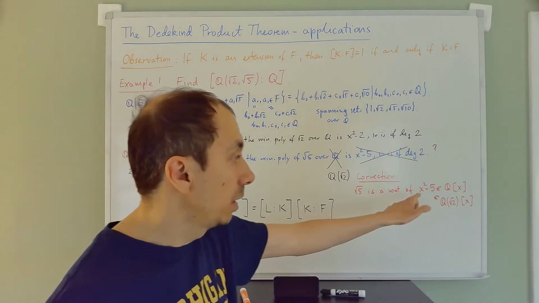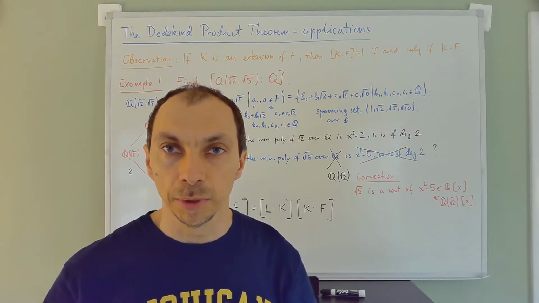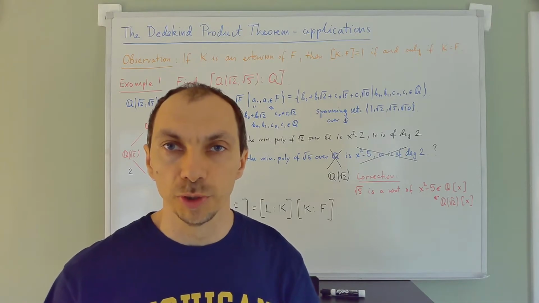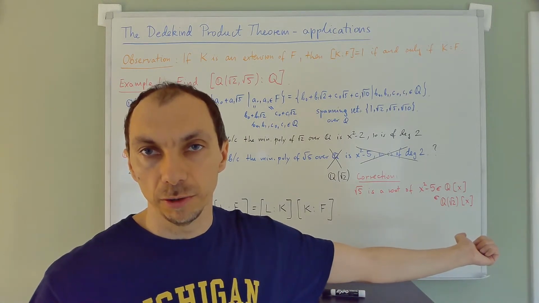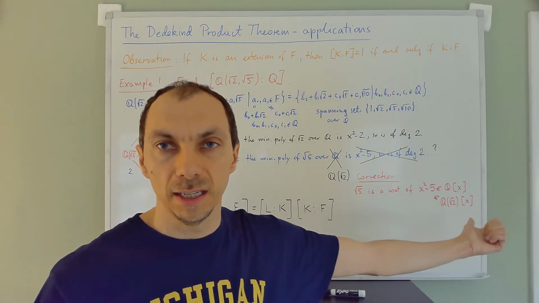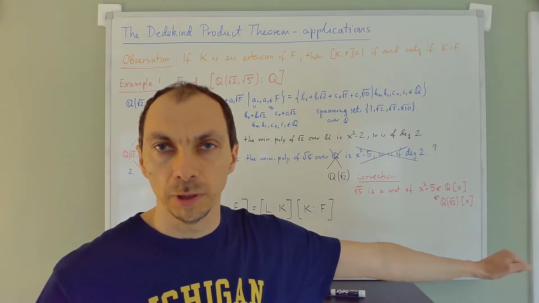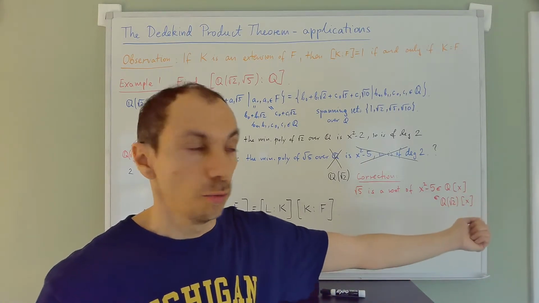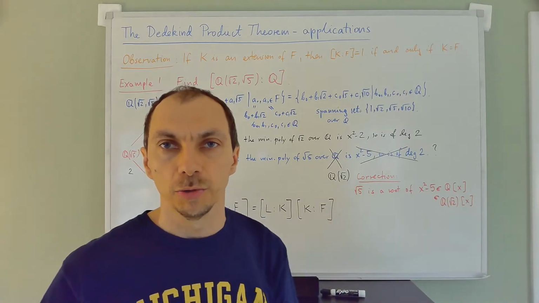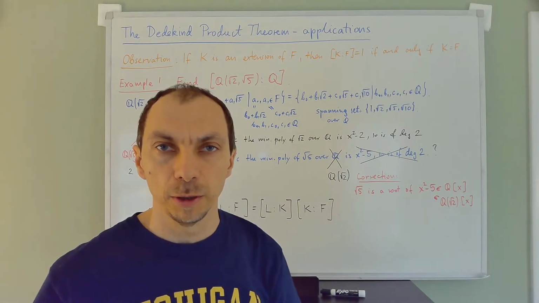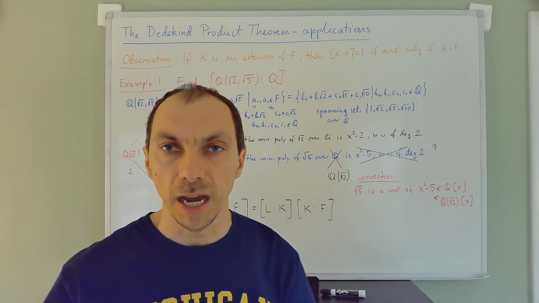Because I found a degree 2 polynomial, the minimal polynomial will have degree at most 2. Maybe there is one of smaller degree, or maybe this is the minimal polynomial. If there is one of smaller degree, then the minimal polynomial will have degree 1. If this is the minimal polynomial, then it will be of degree 2. So this proves that the minimal polynomial of radical 5 over Q adjoin radical 2 has degree either 1 or 2.